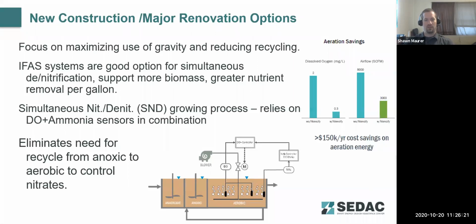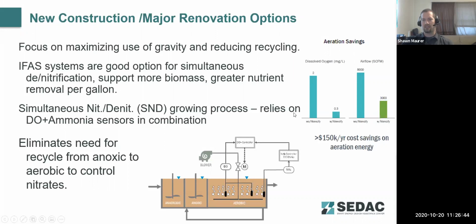Once you add in that ammonia sensor, you can control your aeration process more specifically. It results in slightly lower DO set points in that aerobic section, and so that eliminates the need to have that recycle stream and can eliminate that additional energy consumption for your plant.